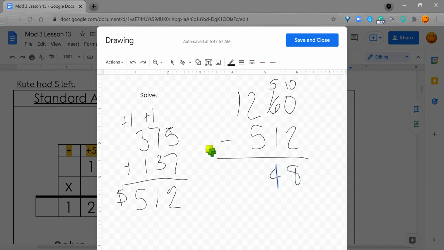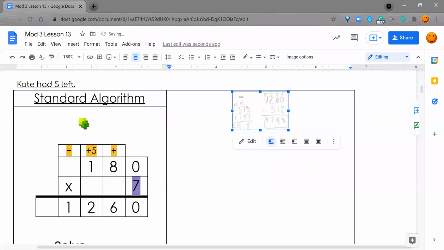2 minus 5. Oh, we need to regroup again, you guys, because I can't take 5 out of 2. So I'm going to go to the thousands column and take 1 from there. And now I have 10 hundreds plus 2 hundreds, which will give me 12 hundreds. 12 hundreds minus 5 hundreds is 7 hundreds. So we're looking at she has saved $748. So I'm going to hit save and close in my scribble and then go back to the top.